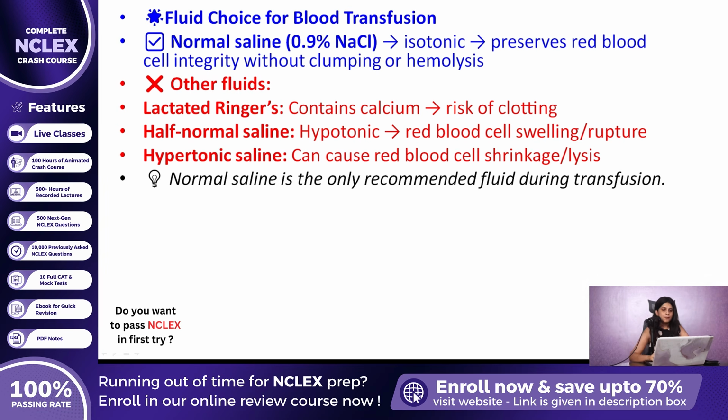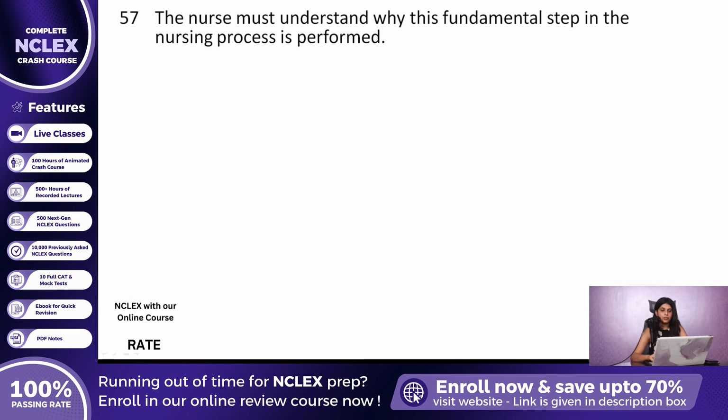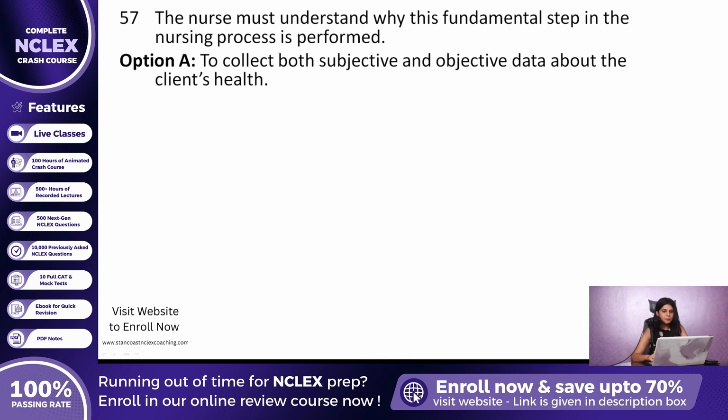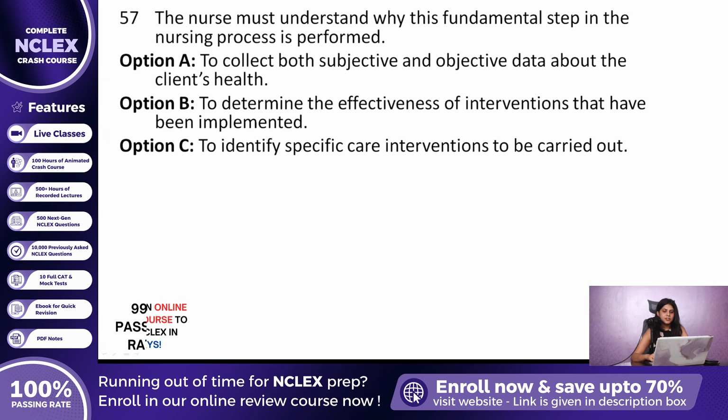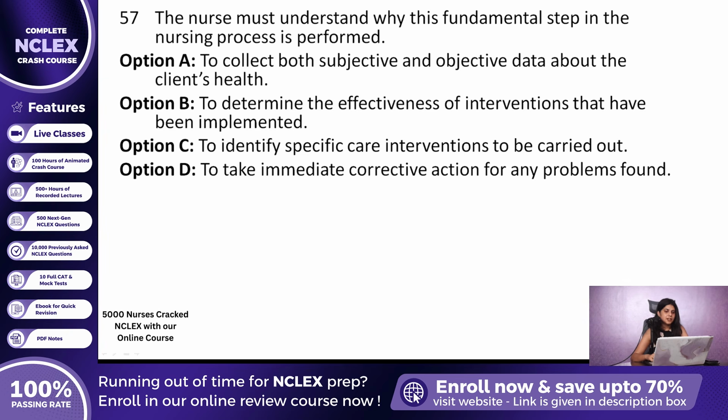Question 57. Moving on, let us review the purpose of a health assessment. The nurse must understand why this fundamental step in the nursing process is performed. The options are: Option A, to collect both subjective and objective data about the client's health. Option B, to determine the effectiveness of interventions that have been implemented. Option C, to identify specific care interventions to be carried out. Option D, to take immediate corrective action for any problems found. The correct answer is Option A, to collect both subjective and objective data about the client's health.